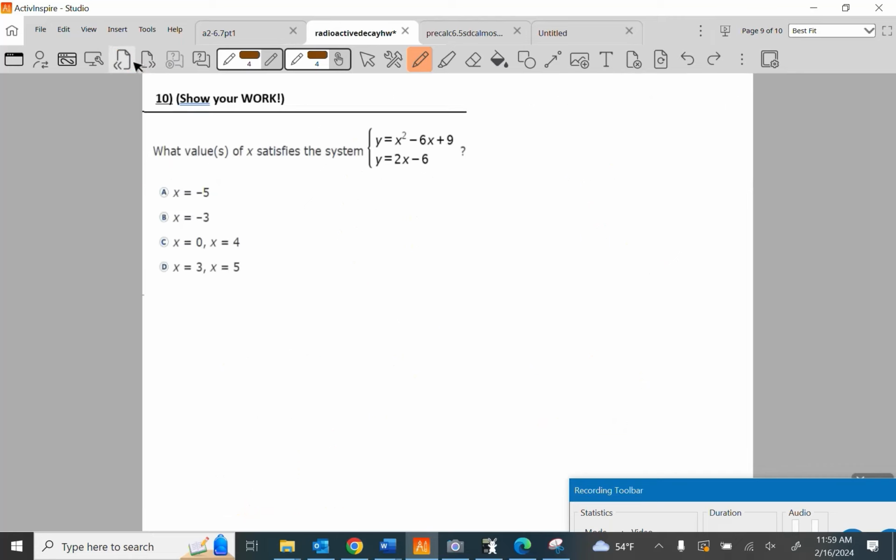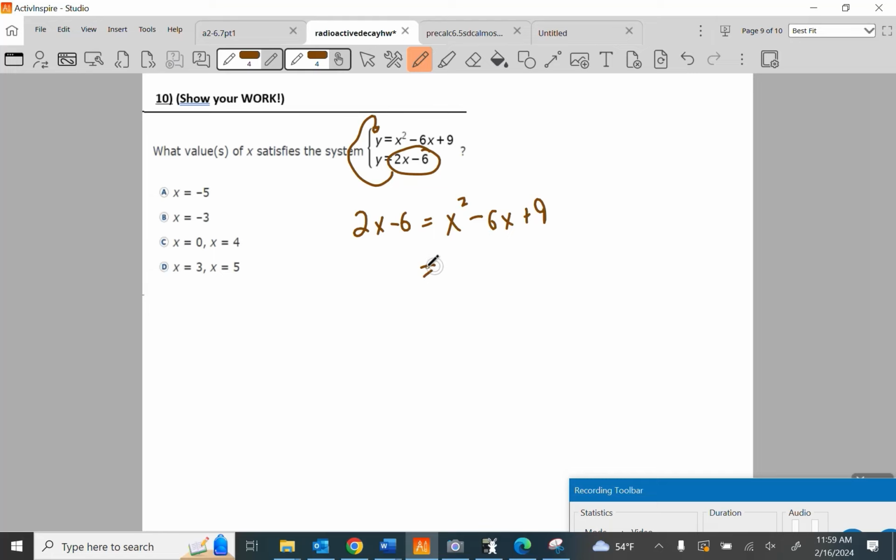Yeah, it's that one. It does say show your work. That's all it says. What values of x satisfy the system? It's a straight up substitution problem. We're going to put that right there. You can use the transitive property too, if you remember what the transitive property is, which you probably don't.